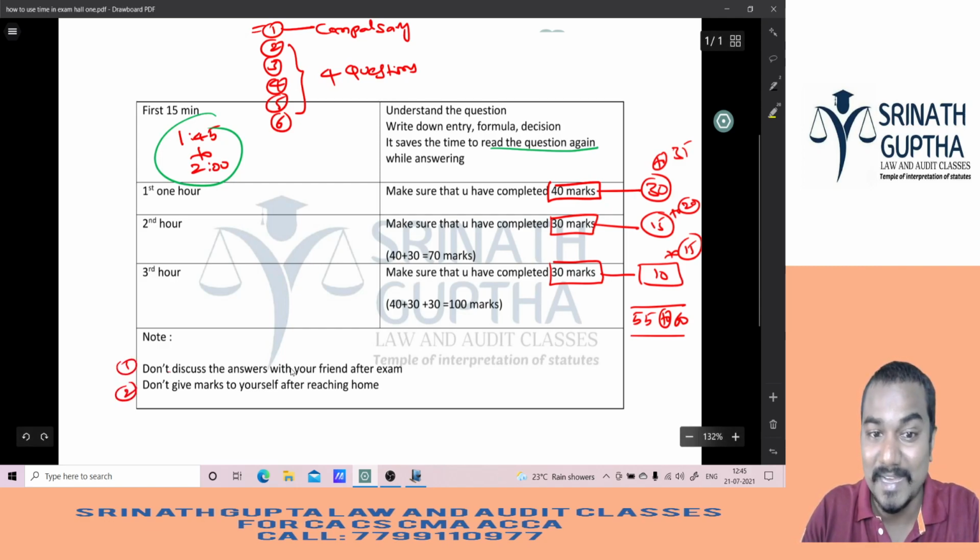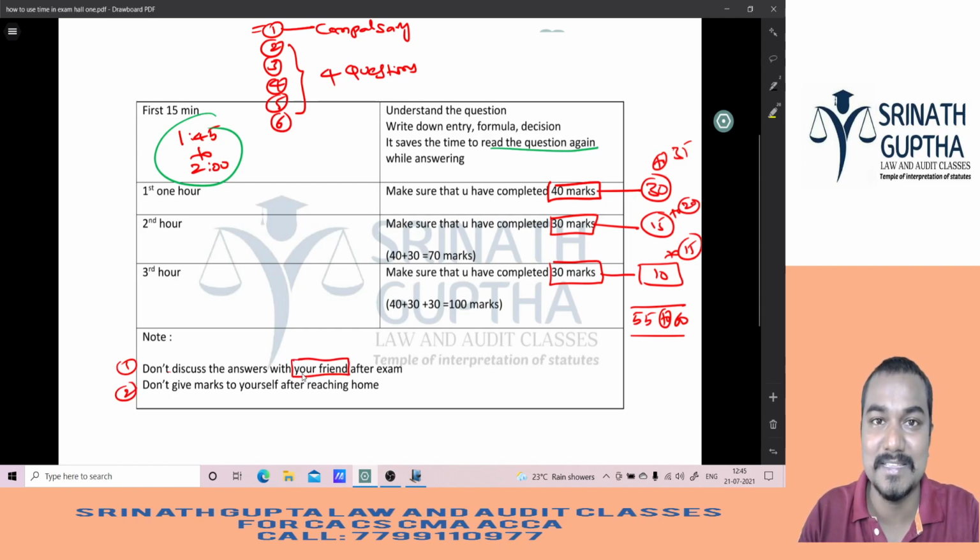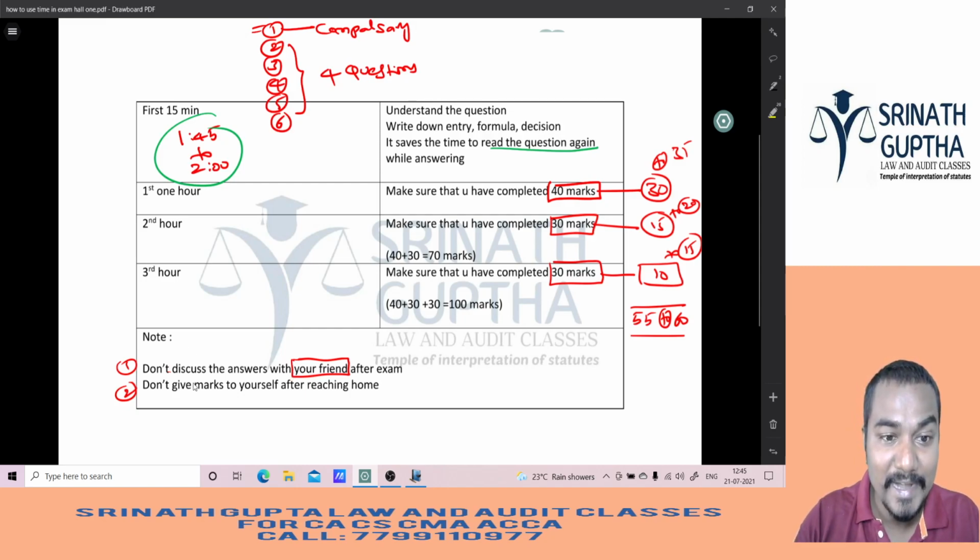Do not discuss the answer with your friends, because your friend is not a Bhagavan, beta. Even if he is a class topper, still he may make mistakes in the CA question paper. Don't compare your answer with your friend's answer. Don't check your answer with your friend's answers. Just calm down. Exam is over means over. That's it. And don't give marks to yourself after reaching your home.